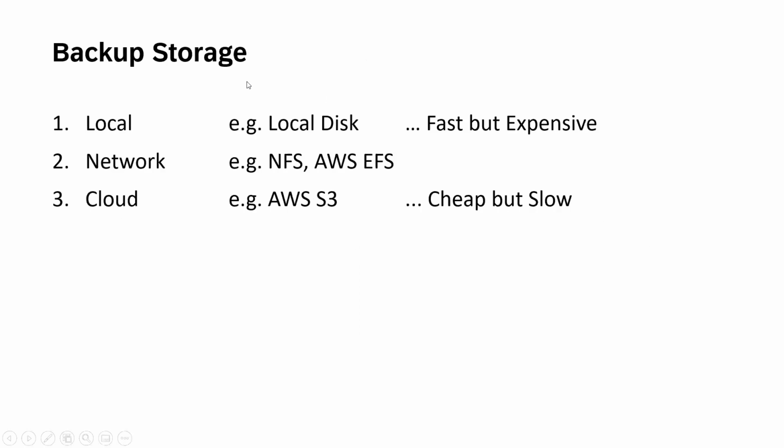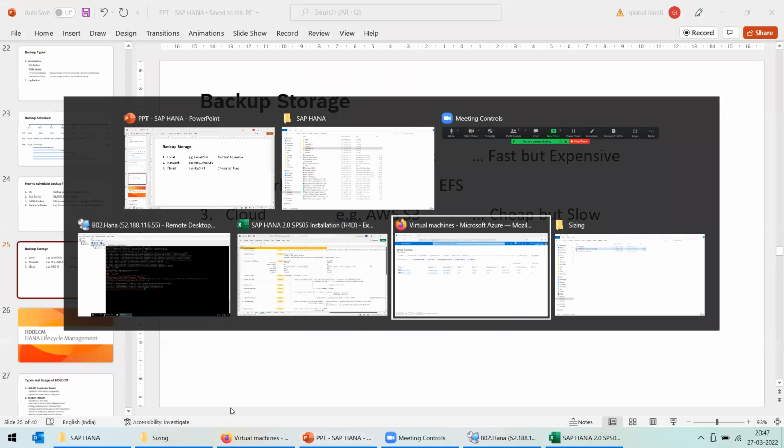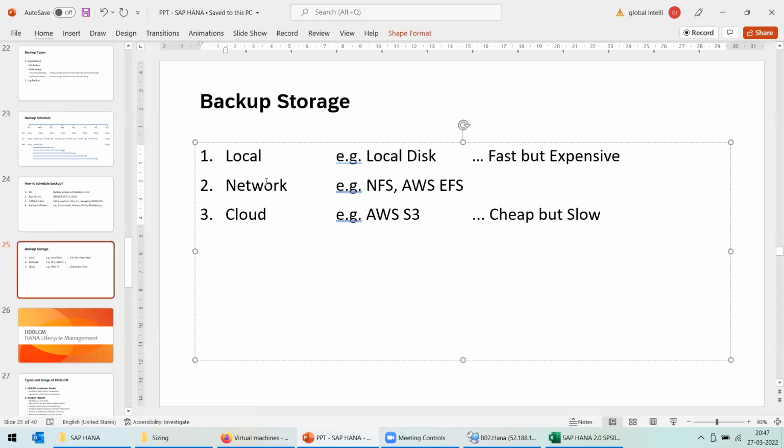Now the last slide over here, backup storage. Where can you store your backup? These are the 3 different options where you can store your backup. The first is your disk. Instead of local, let me call it a disk backup. It can be a local disk, it can be a network share, or it can be a network disk.